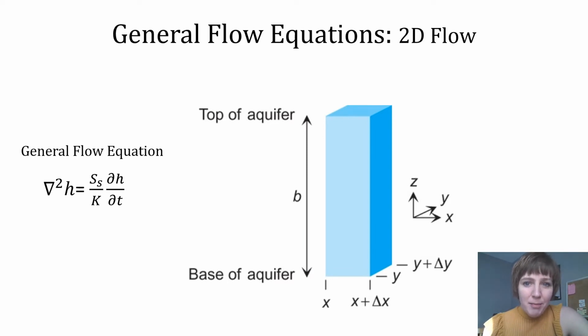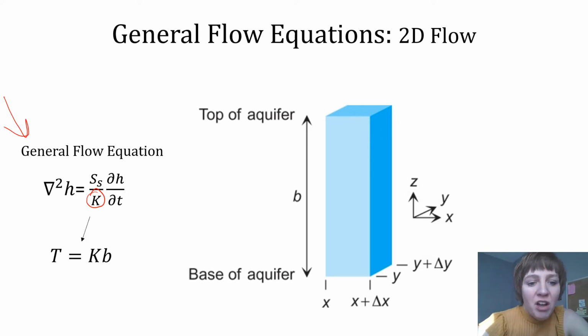Conserving volume instead of mass leads to a few changes to our original 3D equation shown here. One difference is that instead of describing the aquifer in terms of hydraulic conductivity, K, we are going to utilize transmissivity, T, which is just equal to conductivity multiplied by the thickness of the aquifer. So it's a way of taking conductivity into account in a volume, right? Because we're taking the thickness of the aquifer and just multiplying that by the hydraulic conductivity.